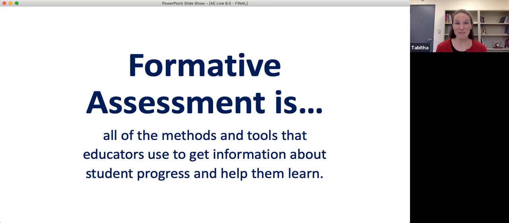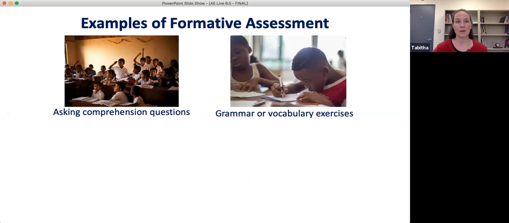So formative assessment is anything that gives you information about students' progress. That means that almost every class activity can be used for formative assessment as long as there's still an opportunity to continue learning. So here are some examples of classroom activities that can be considered formative assessment if teachers use them to learn about students' current levels and help them continue to improve.